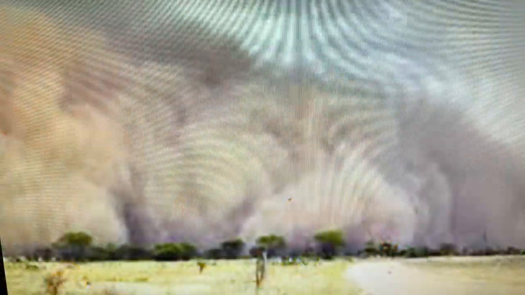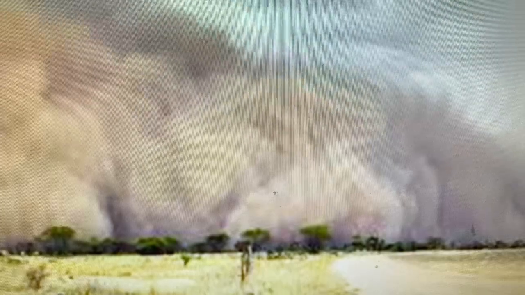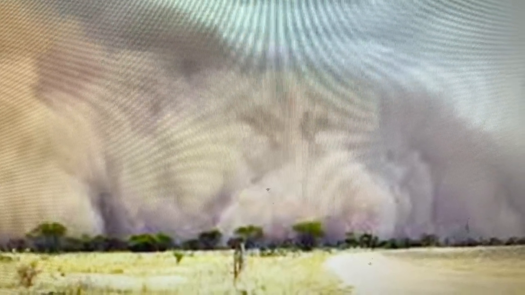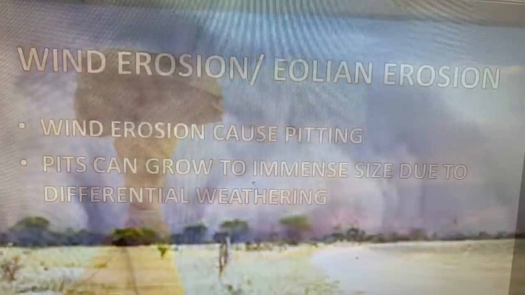Now, the combination of all these different movements can create what we call a sandstorm, like you see in the picture in front of you. And these are basically large erosion events where a large amount of sediment is moved by the wind and driven across large portions of the landscape.